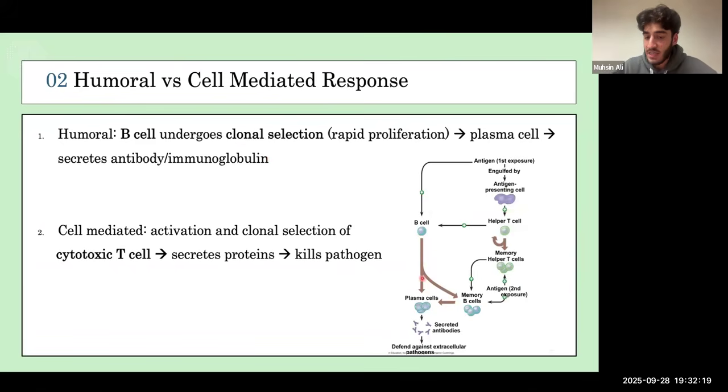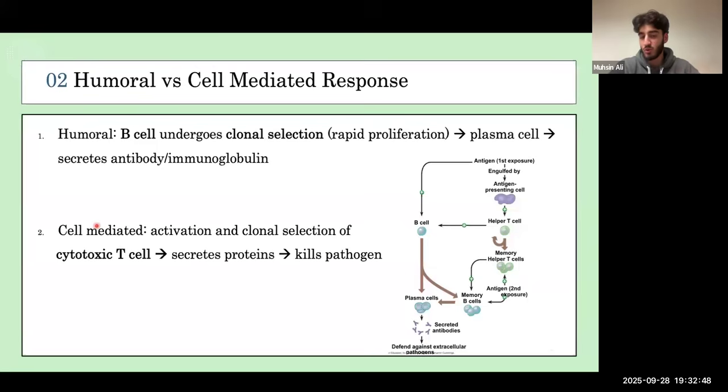Now, once you have many of these B cells, they are going to become activated into cells known as plasma cells. So the timeline is as follows. Antigen binds B cell receptor. B cell undergoes clonal selection. It becomes a plasma cell. This plasma cell is going to secrete antibodies and immunoglobulin. These are interchangeable words. And we're going to get into the specifics of antibodies and immunoglobulin in the next slide. So I hope this is clear.